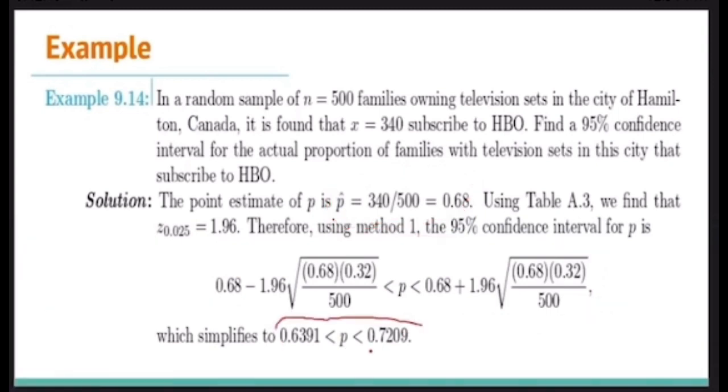Take a look at this. Now, do you know that this is going to make more sense than just this? Instead of you saying 68% subscribe to the HBO, it doesn't make sense compared to when you say between 63 point something percent and 72 point something percent subscribe. This is more realistic because don't forget that this guy here is a random variable. If each and every one of you should conduct this study, you are not going to get the same 0.68.